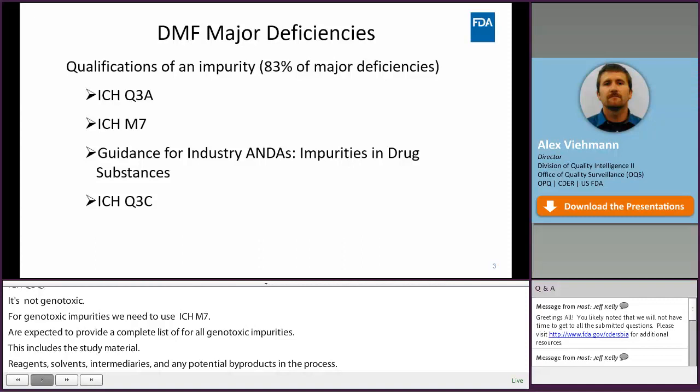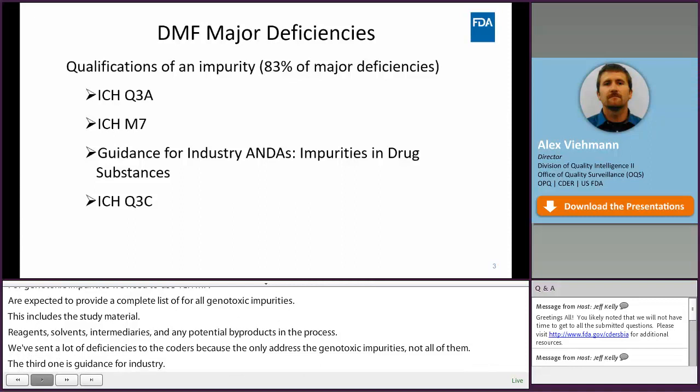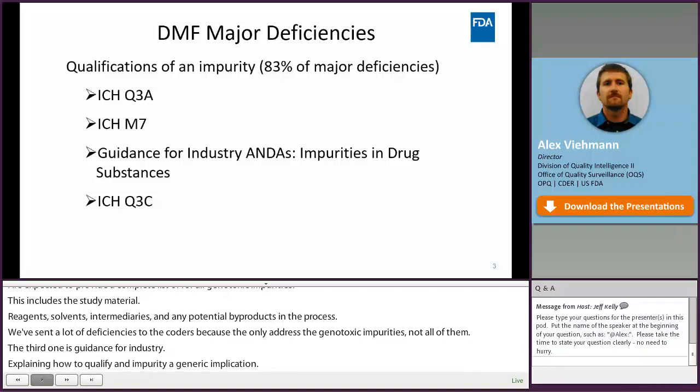It explains how to qualify an impurity in a generic application. If your proposed limit for impurity is higher than the qualification threshold in Q3A, this guidance provides several options to qualify the limit. ICH-Q3C covers the controls for residual solvents.